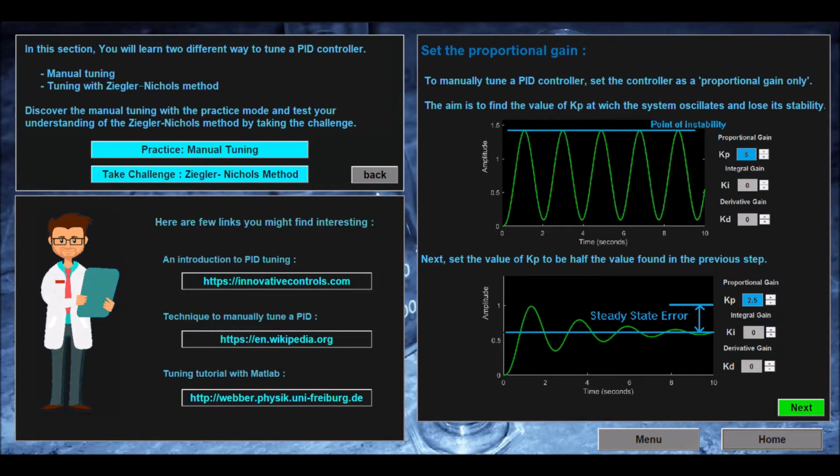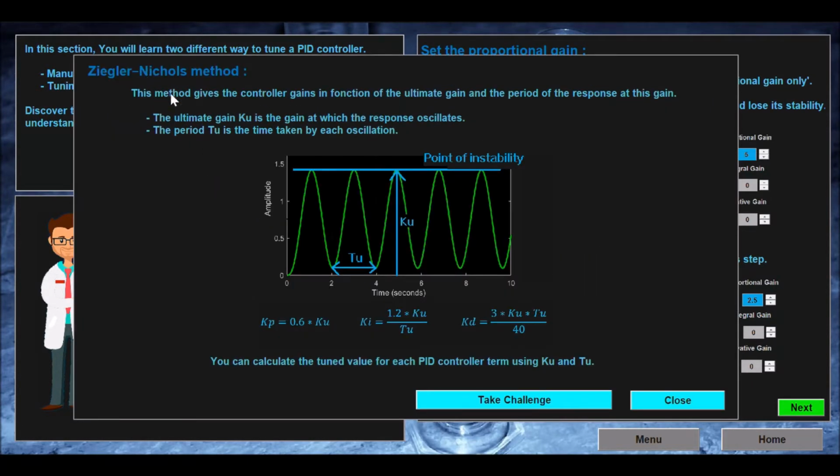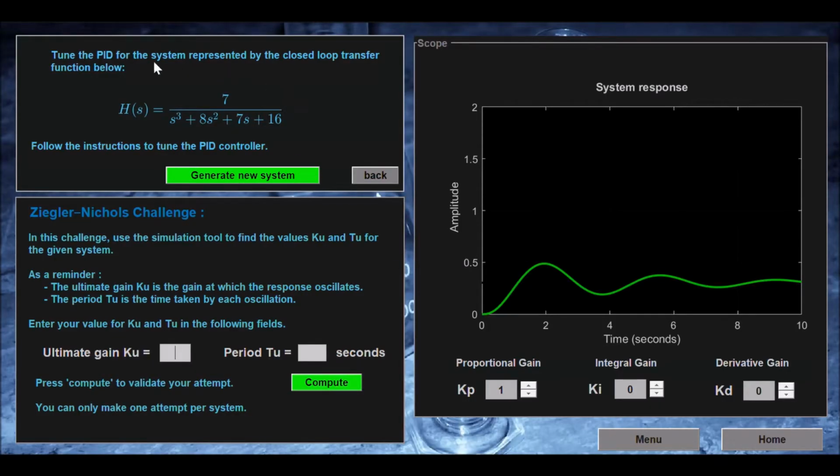In the second section, the user is taught how to use the Ziegler-Nichols method to tune a PID controller. The user needs to find out the ultimate gain and the period of the ultimate gain at the point of instability. These values are used to calculate Kp, Ki, and Kd using the formulas. In the challenge, a system is given to the user, and the user is asked to input the ultimate gain and the period.